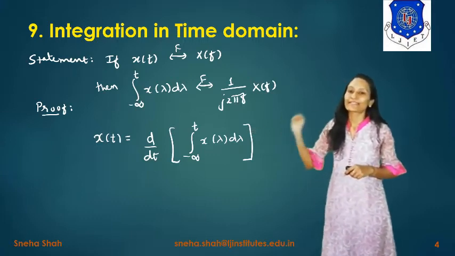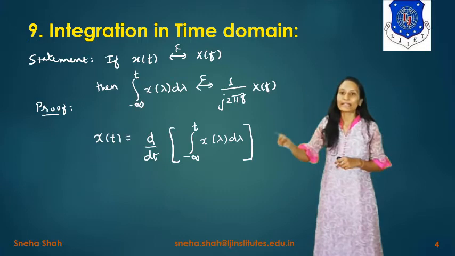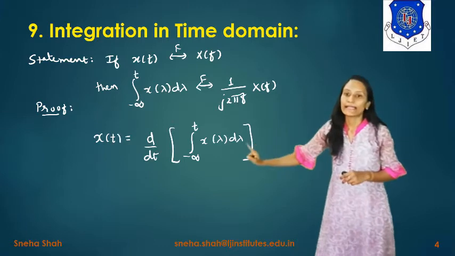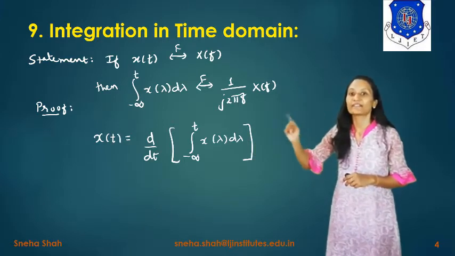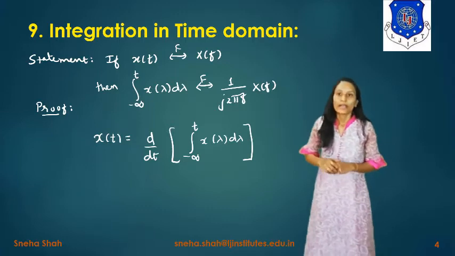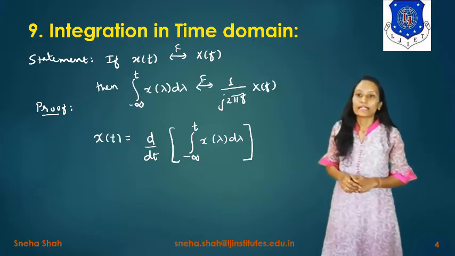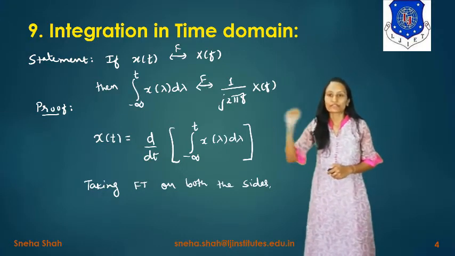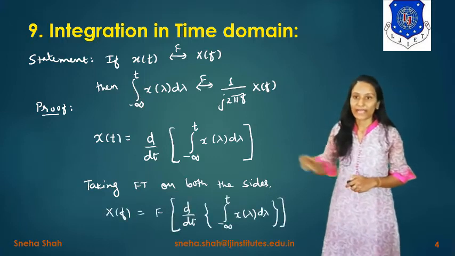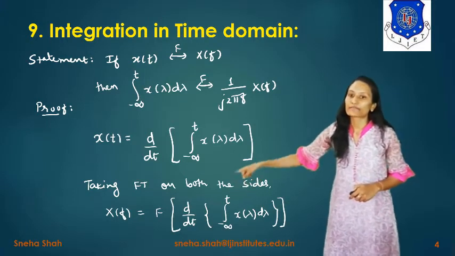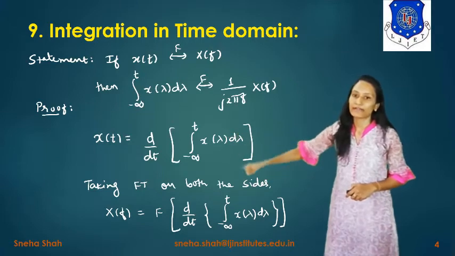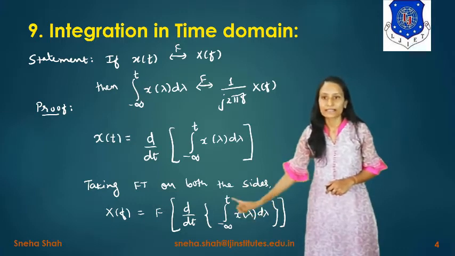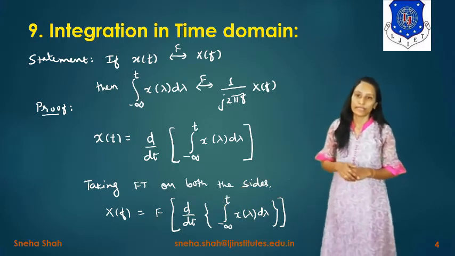So if I write the equation, x of t is d by dt of the integration from minus infinity to t of x of lambda d lambda. It means integration and differentiation cancel out and give you the input signal x of t. Now in this equation, we take the Fourier transform on both sides. If I take the Fourier transform of x of t, it will be represented as X of f, and this term will be represented as the Fourier transform of d by dt of the integration from minus infinity to t of x of lambda d lambda. All the other terms I have written as they are, we just take the Fourier transform of it.